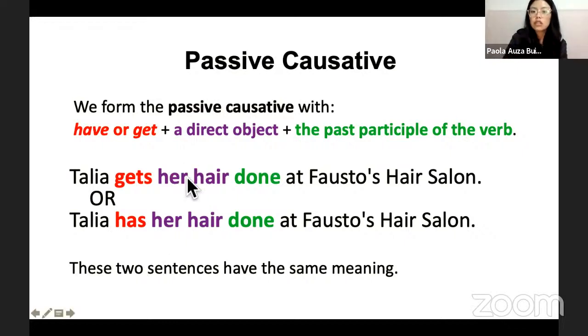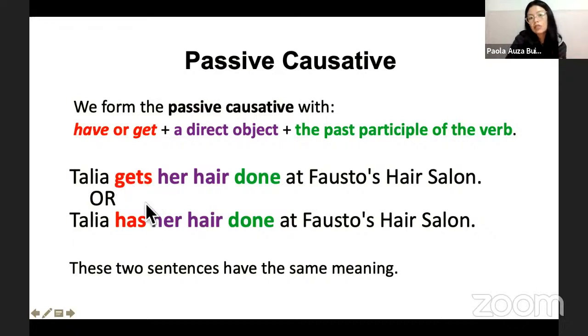Este verbo done es muy amplio cuando se refiere a cabello, ¿no? Que puede ser que te han teñido, que te han cortado, que te lo han estilizado, qué sé yo, ¿no? Pero done significa que está bonito, básicamente, ¿ya? So, these two sentences have the same meaning. It doesn't matter if I use get or gets in this case or has. It has the same meaning, all right? That's important.